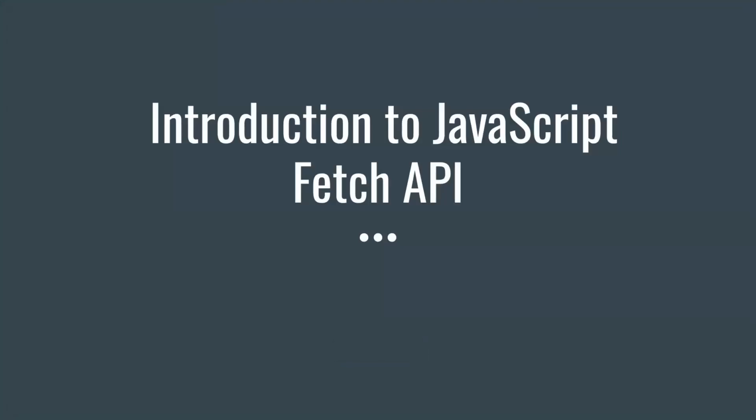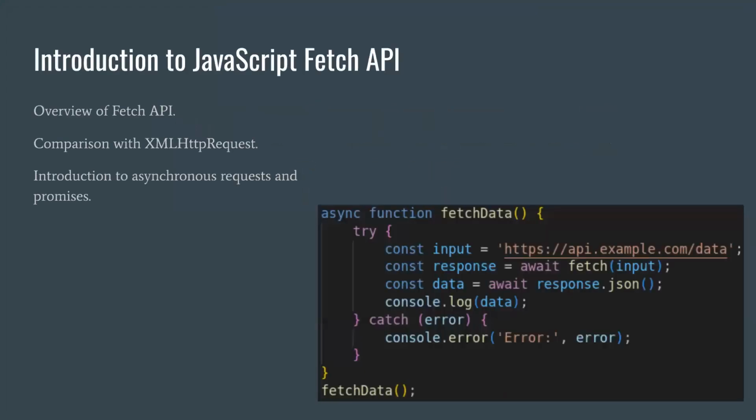All right, introduction to JavaScript Fetch API. So we're going to explore the JavaScript Fetch API. This powerful API provides a modern way to make network requests. For those of you who might be familiar with web development from the past, this is similar to XMLHttpRequest, but it is definitely more flexible and has a much more robust feature set.